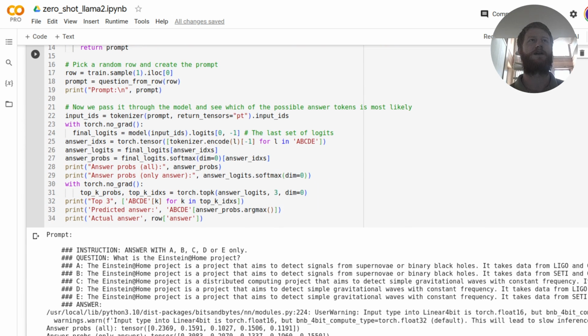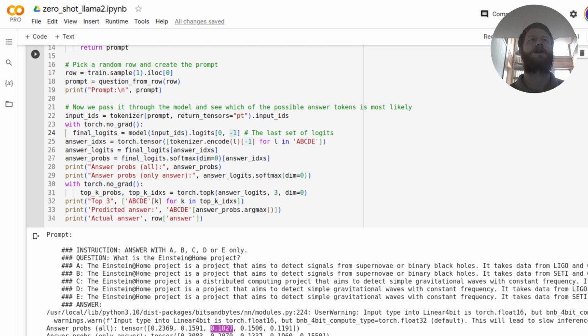We feed in the first question, what is the Einstein at Home project? We get our 5 answers, then we do the answer: and we look at the probabilities for the letters A, B, C, D, and E. And I'm looking at the model outputs. It has a .logits attribute that contains one output for every possible token, for every possible location. So we want the last location, like what is the next token after the string that I've just fed in? And we can see we have a probability of 0.23 attached to the token for A, and only 0.15 for the token for B, 0.1 for the token for C.